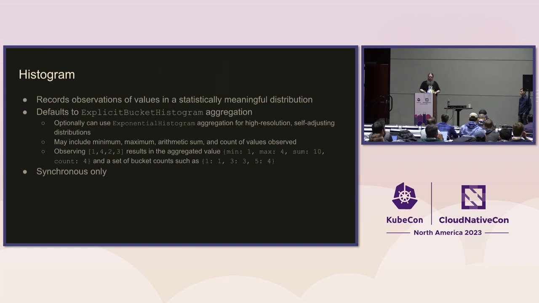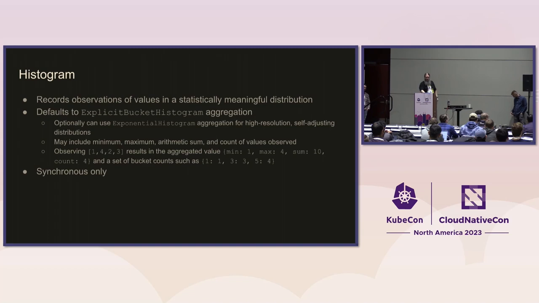So we can see here that if we observe those same four values, 1, 4, 2, and 3, then we get a much larger set of data where it tells us the minimum value we saw was 1, the maximum was 4, the sum was 10, and the count was 4. So we can get a lot of the same information that we would get from a counter, but also a lot more information if we need to know, was the average really high or was it really low? Whereas a counter just tells you what was the total. Maybe you've got a bunch of outliers that are bringing up your total, and you won't necessarily know that from a counter.